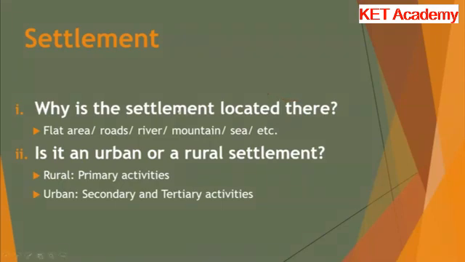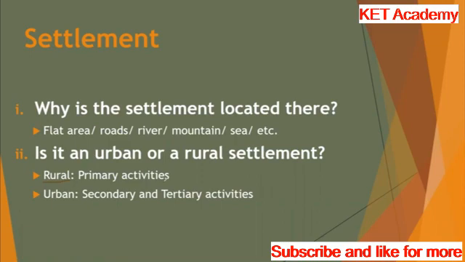And then finally, is this area a rural or an urban settlement? You are able to identify rural areas by looking for your primary economic activities. If you look a little bit further back in this video, we went over your primary economic activities. Here you are able to identify your agriculture and your mining or your forestry. Those are going to indicate generally a rural area.